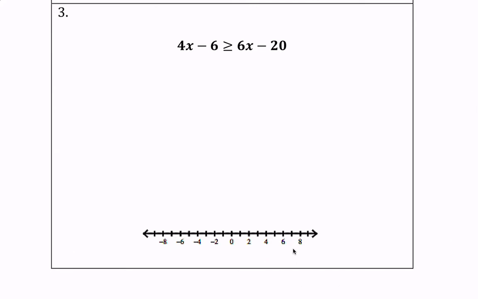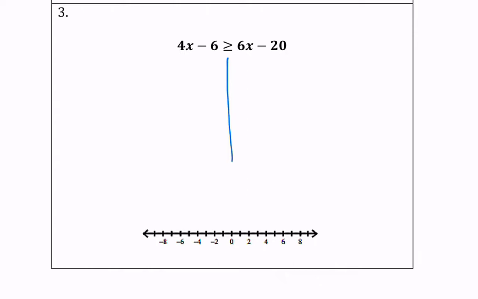On number 3, I do not see any parentheses, so that's cool. Now let's see if we can combine like terms. So let's look on the left. This has a variable, this does not. So we can't combine these. These are not alike. Let's try the right side. This has a variable, this does not, so I can't combine these. All right, so we don't have to worry about that either.